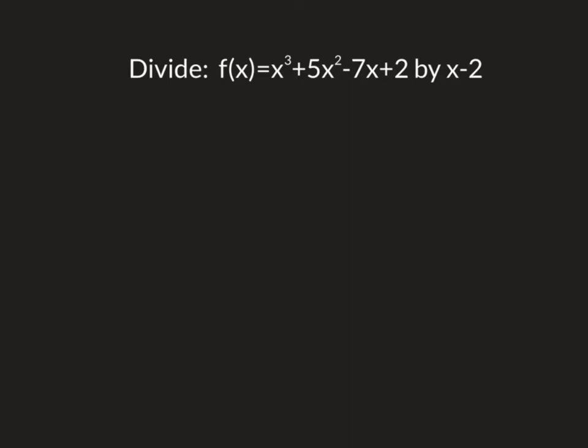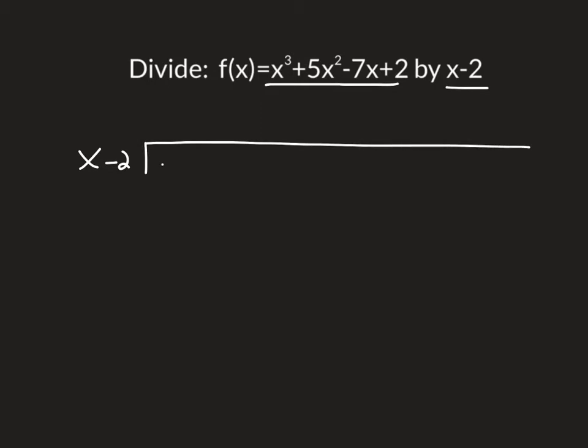Okay, first one says divide this polynomial, x cubed plus 5x squared minus 7x plus 2, by this one, x minus 2. So I'm going to set up the long division. Set the x minus 2 outside. Inside here, I'm going to have x cubed plus 5x squared minus 7x plus 2. Can't do that division bar very long. Okay, here are the steps. Not too bad.